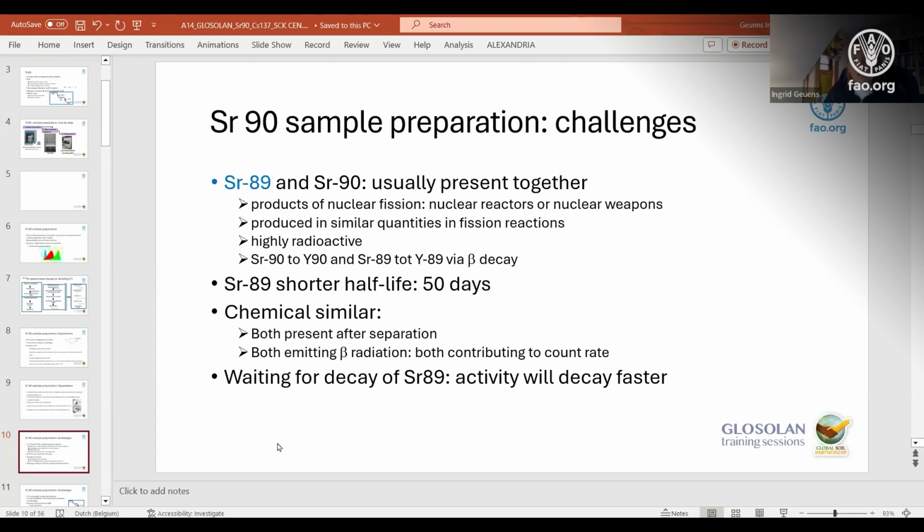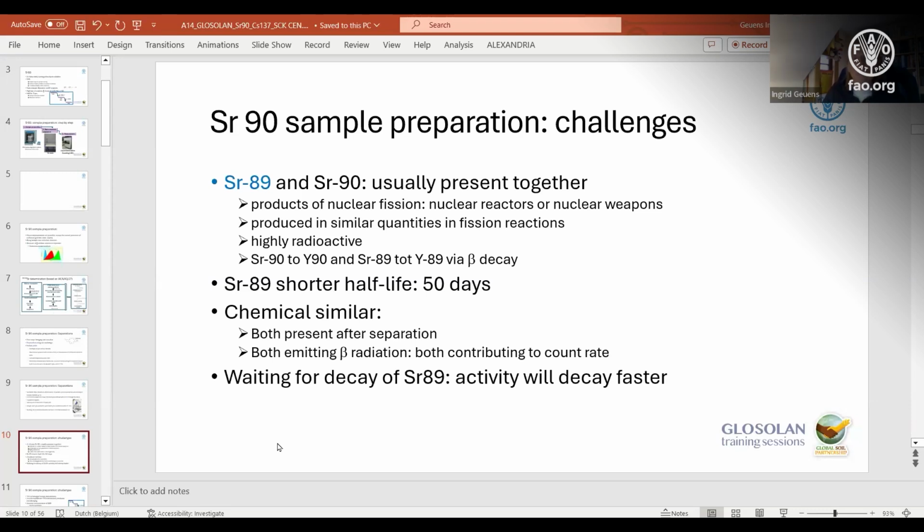What else is a challenge if you have to measure strontium-90? Well, one of the challenges is that there is always strontium-89 also present. They're usually present together. They're both products of nuclear fission, so nuclear reactors or nuclear weapons deliver both isotopes, produced in similar quantities in fission reactions. They're both highly radioactive. Strontium-90 goes to yttrium-90, strontium-89 goes to yttrium-89, both giving beta decay.